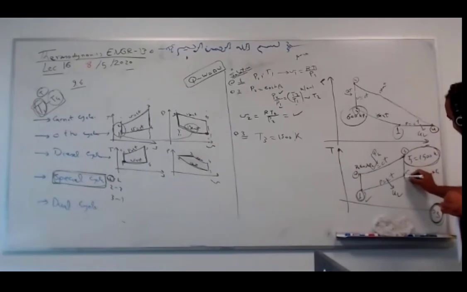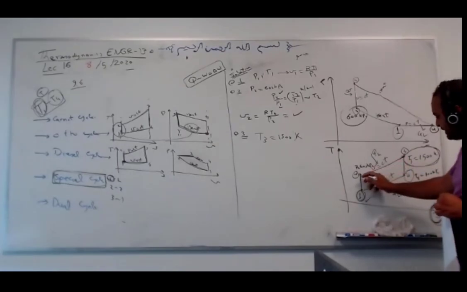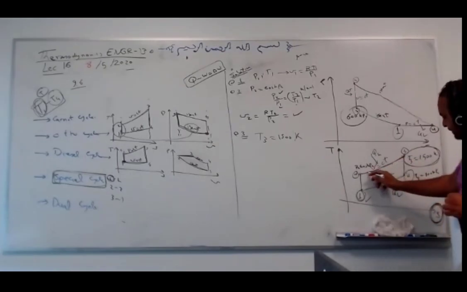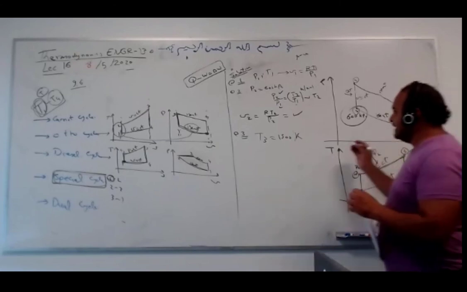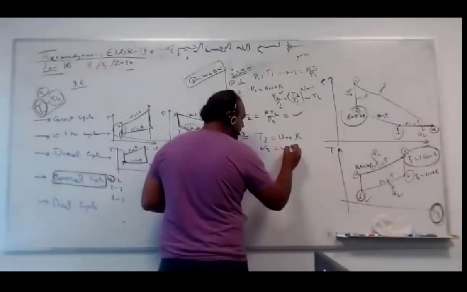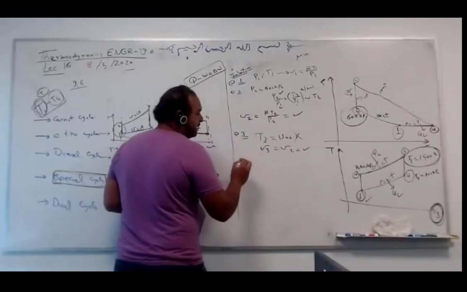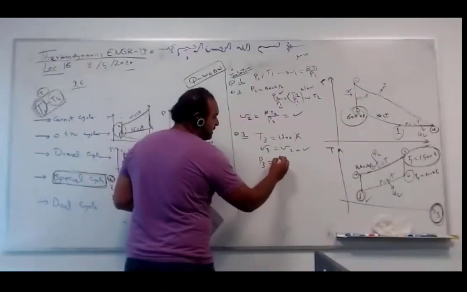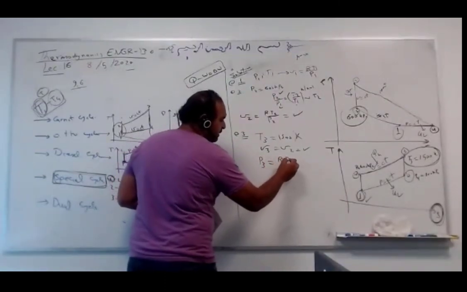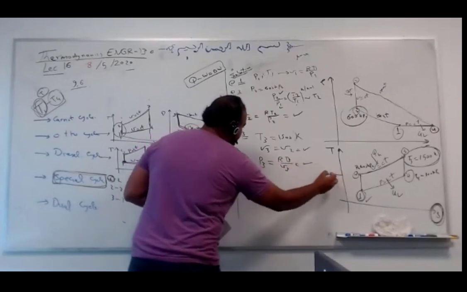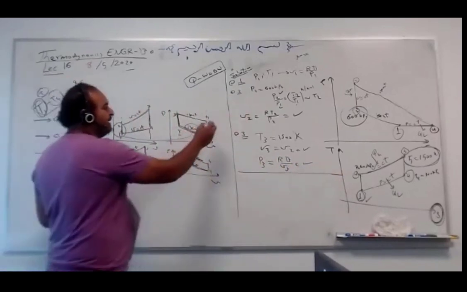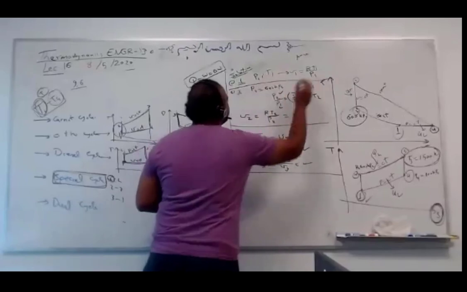So do you have everything about 4? Not yet. You have everything about 2? Yes. What is constant between 2 and 3? V3 equals V2. That's it. V3, perfect, equals V2. You can get P3, for example, which is RT over V. So state 3 is completed. State 2 completed. State 1 is completed.